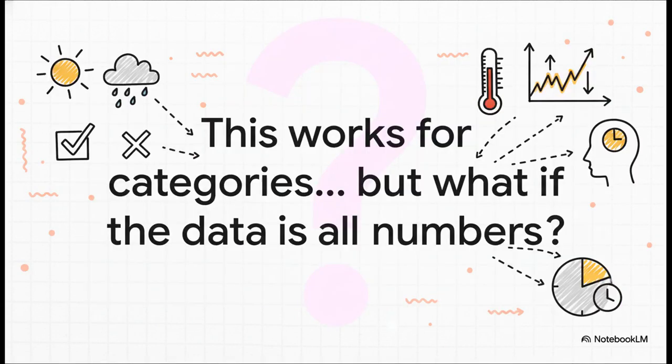So, decision trees are absolutely fantastic for sorting through nice, neat categories like sunny, rain, yes or no. But what happens when your data isn't so clean? What if you're dealing with temperature readings or stock prices or someone's exact age? How does a tree decide where to split a continuous number? Well, that's a fantastic question and a story for another time.